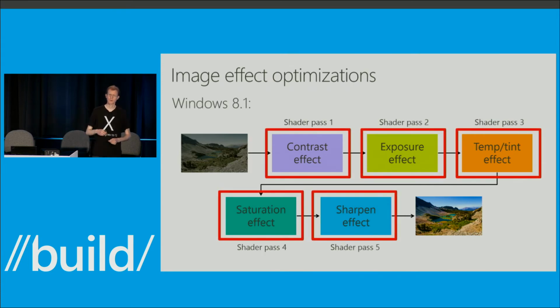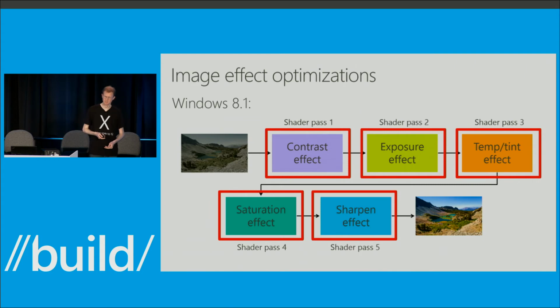Now, in Windows 8.1, we use a very straightforward procedure to render this content. You'd start off with that initial bitmap, then we'd apply the first effect and render that into an intermediate, and then we'd apply the second effect and render that into an intermediate, so on and so forth. Now, we'd be a little bit clever. For instance, we wouldn't internally use a different intermediate for each effect. We could do some optimizations there. But really, you ended up having to do a full 5 shader passes in this case in order to apply all those effects.